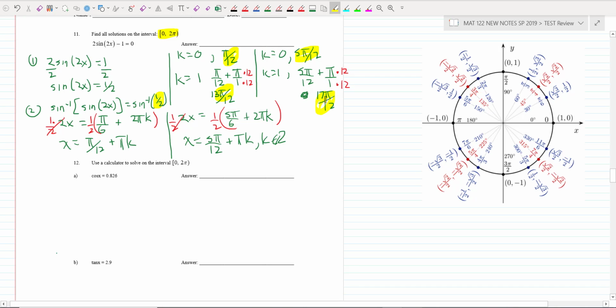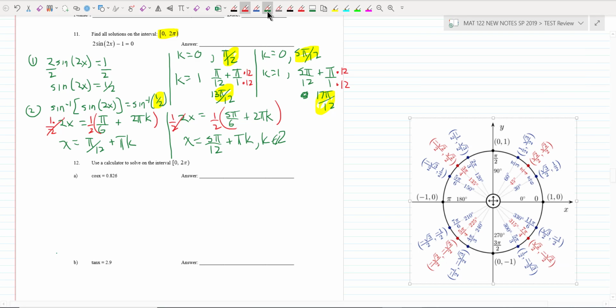Now, if you went on, and let me show you how this goes. This is what I like students to be able to do on these problems, is just sort of count these things out. So here's how the answers go. You have pi over 12, and then this just goes up 12. So you have 13 pi over 12. Then up 12 would be 25 pi over 12. But see, that's bigger than 2 pi, so you don't use that answer.